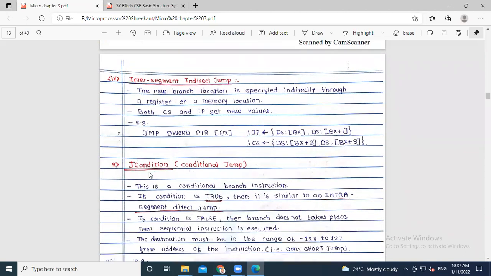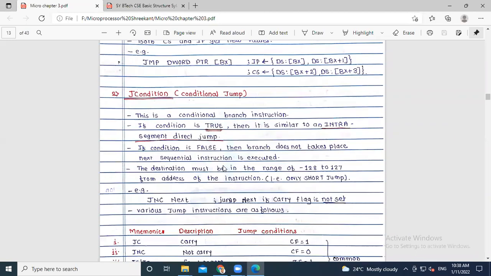Okay. Next, J condition, that is conditional jump. JMP is an unconditional jump and J condition is a conditional jump. This is a conditional branch instruction. If the condition is true, then it is similar to the intra-segment direct jump. If the condition is false, then the branch does not take place and the next sequential instruction is executed. The destination must be in the range of -128 to +127, which means a total of 256 bytes from the address of the instruction.